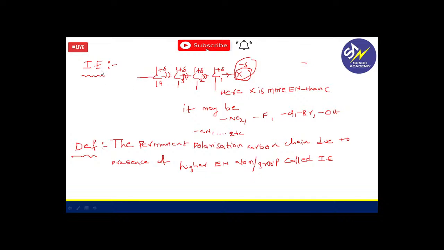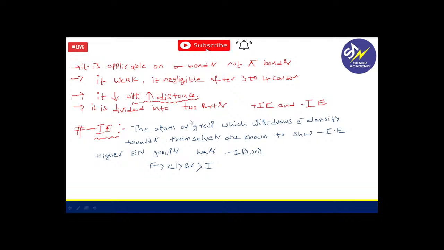Now, what is the meaning of inductive effect? The permanent polarization of the carbon chain due to the presence of a higher electronegative atom or group is called inductive effect. Characteristics of inductive effect: it is applicable only on sigma bonds, not on pi bonds. It is a weak effect and negligible after 3 to 4 carbon atoms. It decreases with increasing distance, and it is divided into two parts: plus I effect and minus I effect.